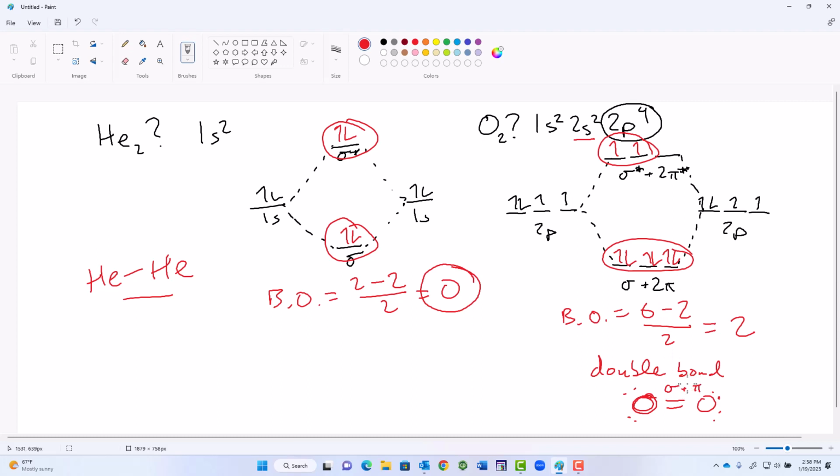So molecular orbital theory is a really powerful tool if we're trying to examine bond order, if we're trying to examine whether molecules form, and if we're trying to understand the specifics of the bonding around a particular set of atoms in a molecule.